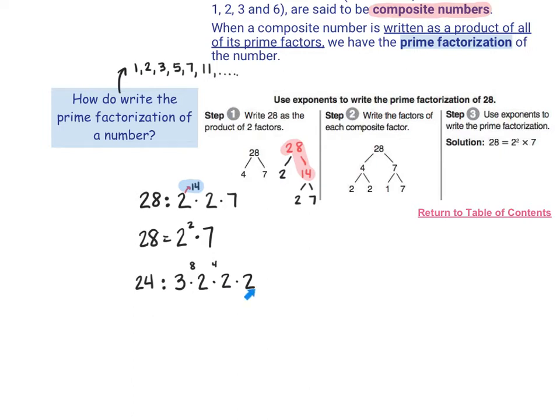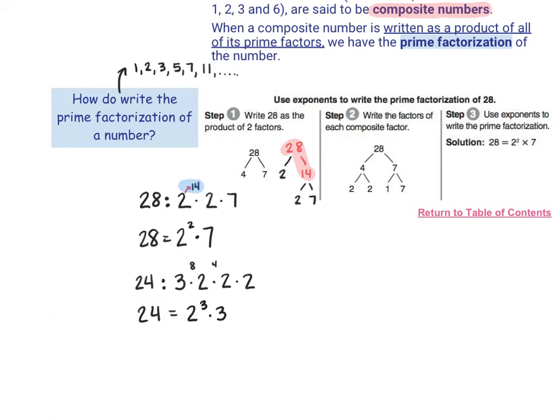So the way that I literally can read this is 2 times 2 is 4, times 2 is 8, times 3 is 24. However, I'm going to ignore the 8 and the 4 because I've already prime factorized this. And now I want to rewrite 24 as a prime factorization using exponents. I have 3 not repeating. So because 3 is not repeating, I'm only going to have 3 by itself. However, I have 2 multiplying 1, 2, 3 times. So that would be 2 to the third power times 3.